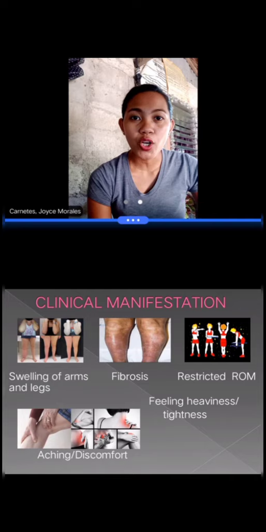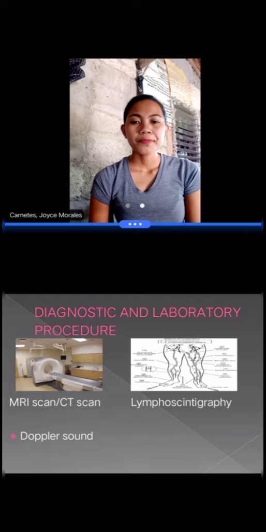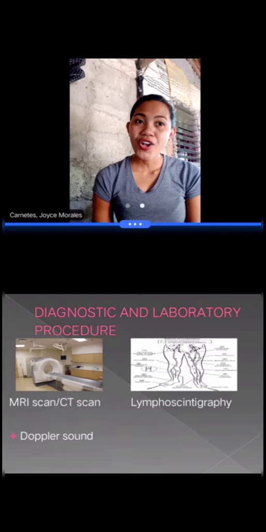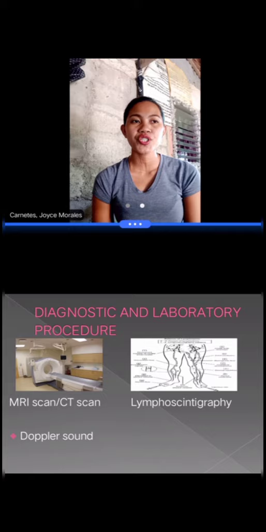The diagnostic procedures for lymphedema are the MRI scan. The MRI scan produces 3D, high resolution images. The CT scan produces detailed cross-sectional images of the body's structure, as well as revealing a blockage in the lymphatic system.